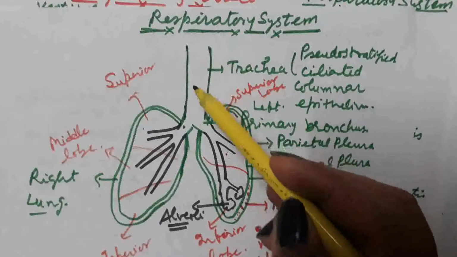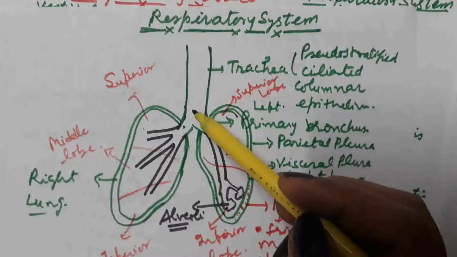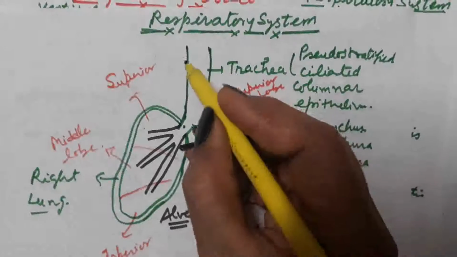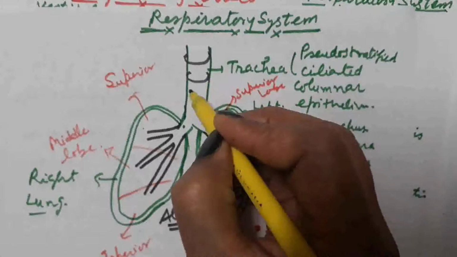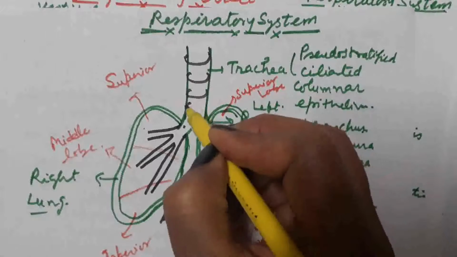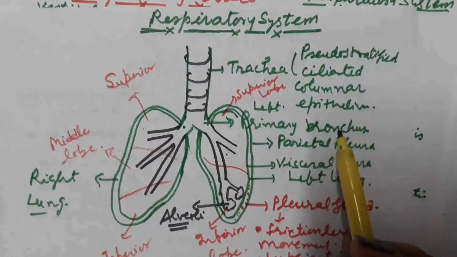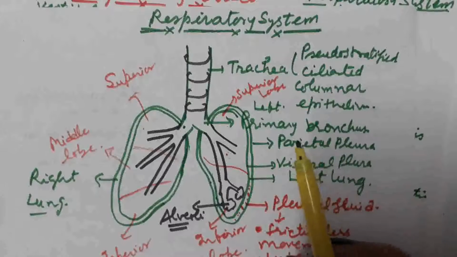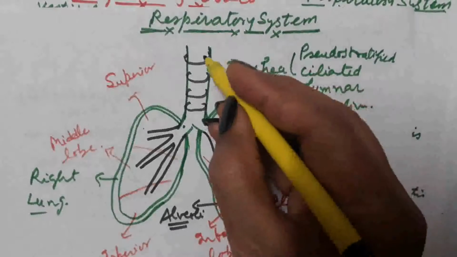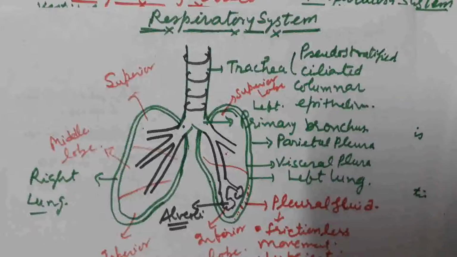This is the trachea which is present in the front side of the neck region. Trachea is supported by C-shaped cartilaginous rings because the trachea inner lining is made up of pseudostratified ciliated columnar epithelium. It is very thin walled. To prevent the trachea from collapsing, there are C-shaped cartilaginous rings which prevent the trachea from collapsing.